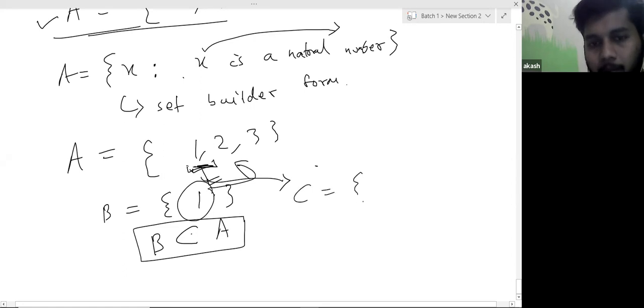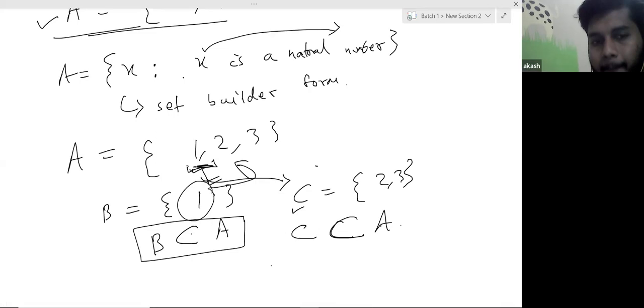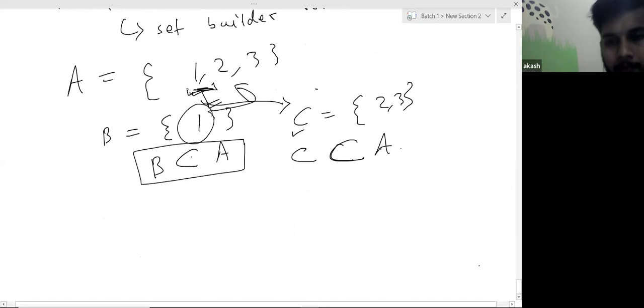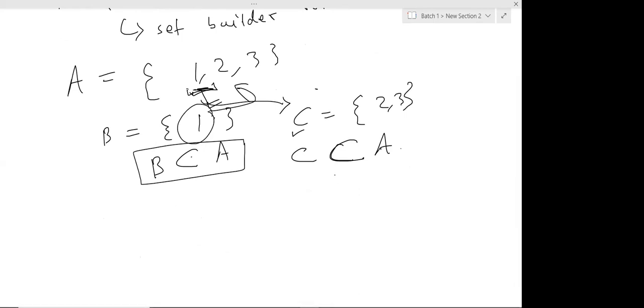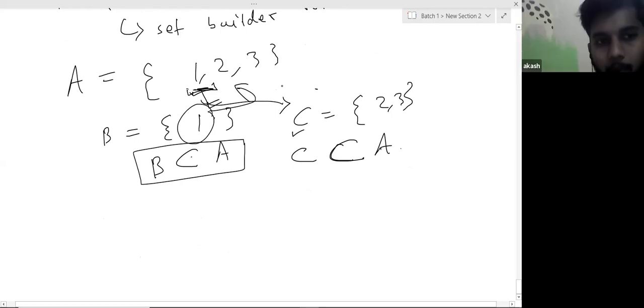So I can write this also. If there is a set {2, 3} named C, then C is also a subset of A, okay, right? Arsalan? All right, Gautam, clear? Yes, sir. Clear, right?